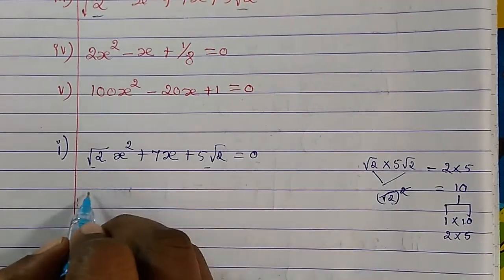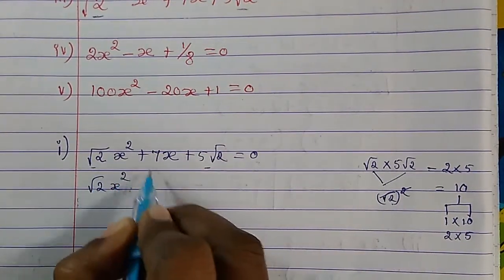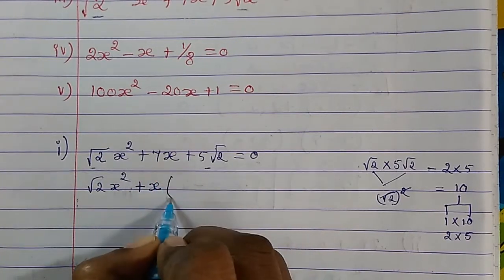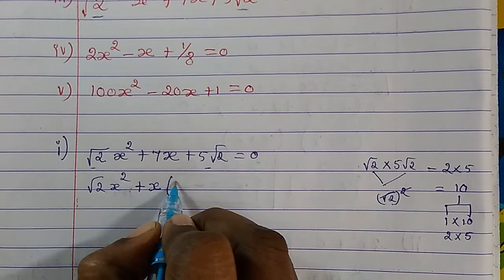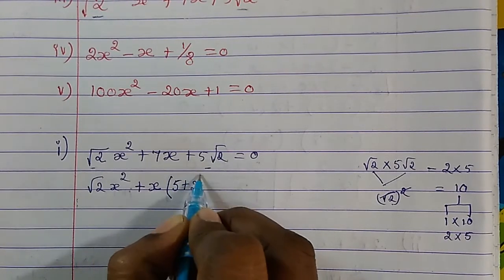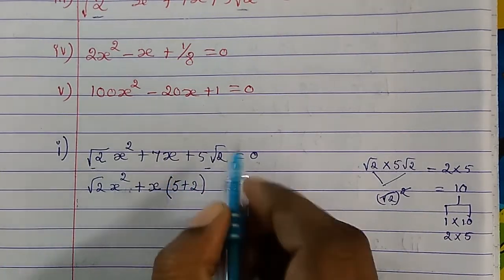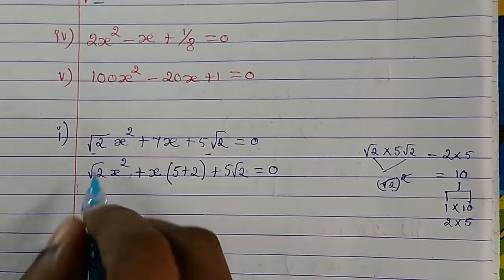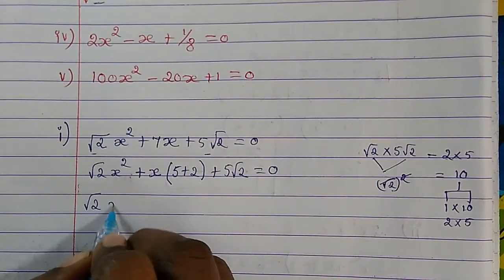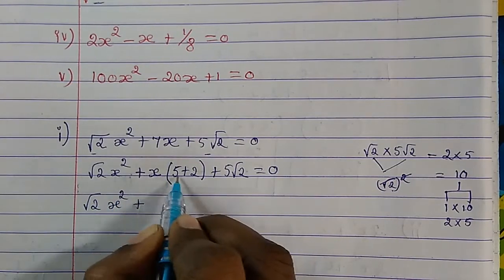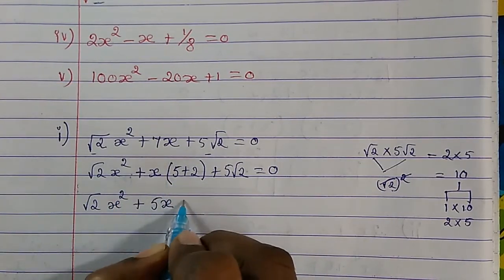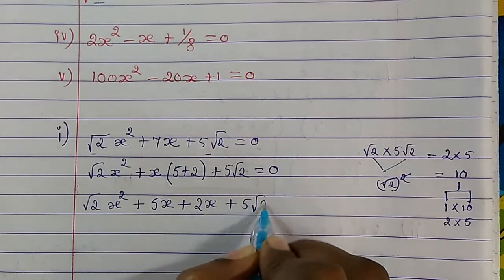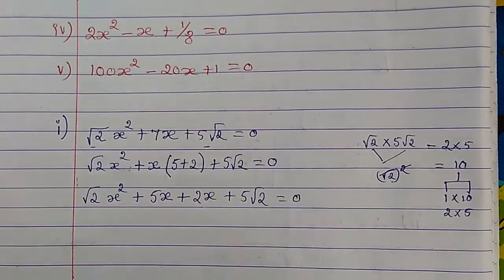Okay. So root 2 x square as it is we will write, plus we will write the variable as it is. Only instead of 7 we will write 5 plus 2. Then we get 7. Then the remaining things we write down as it is, equal to 0. So now let us solve this. Root 2 x square plus x into 5 will give us 5x, plus x into 2, 2x, plus 5 root 2 equal to 0. So now we have solved this.